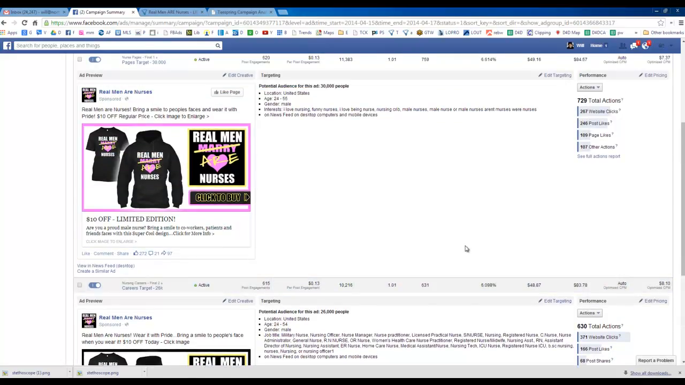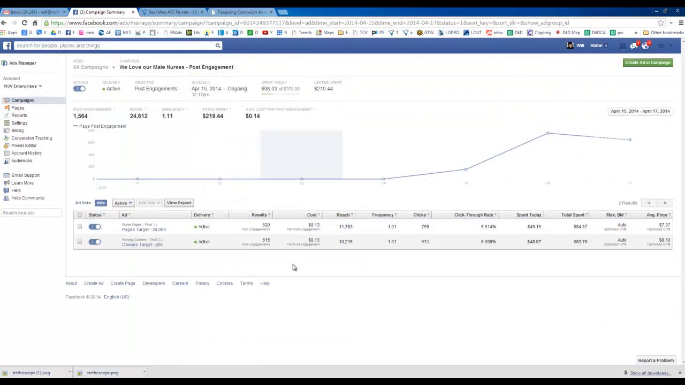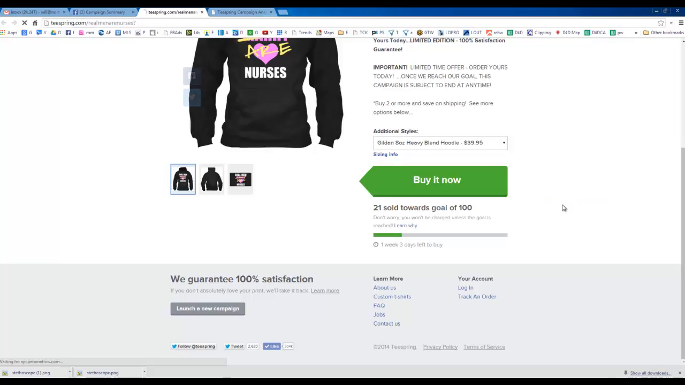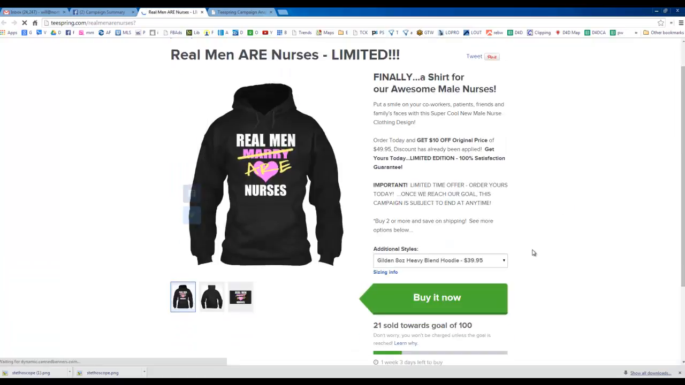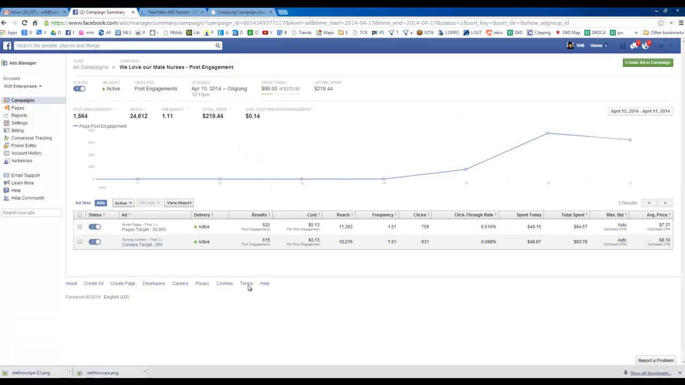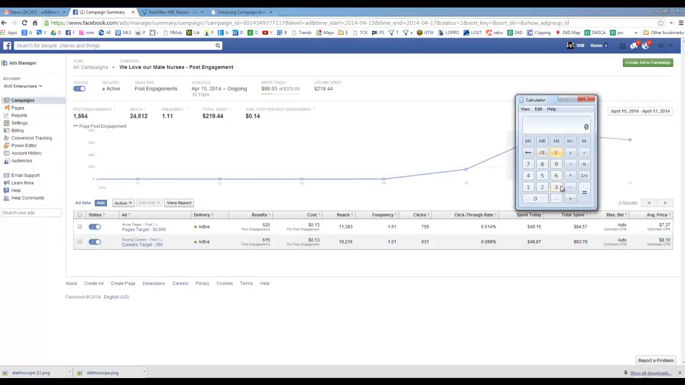So, you guys ready for the magic number, the real number, which is the actual number of sales? Well, as of about 10 minutes ago, it was 21 here, we'll just refresh to make sure that's still where we're at. Yeah, so 21 sales. So let's run our numbers, okay? Coming back here, 21 sales, and remember we said our average profit per shirt is $18.26, and if we multiply that by 21, that has us at about $383 in revenue.